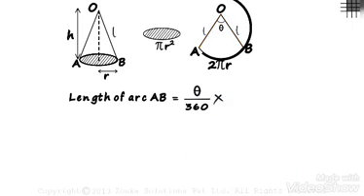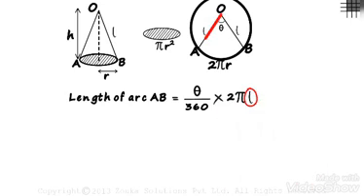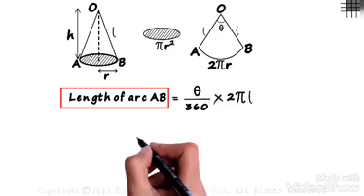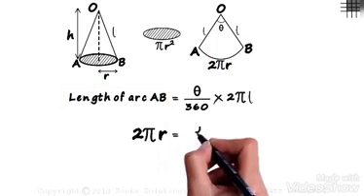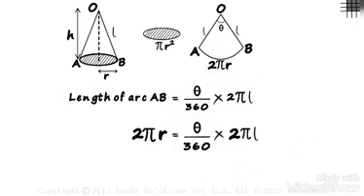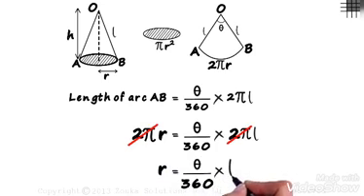What will be the circumference of the circle that is formed with this as the sector? It will be 2 pi L, since L is the radius of the circle of which this sector is a part. This tells us that the length of arc AB is a part of the circumference of the big circle that can be formed here. But the length of arc AB is also 2 pi r. That will equal theta by 360 multiplied by 2 pi L. Cancelling 2 pi out from both sides, we get r equal to theta by 360 multiplied by L.